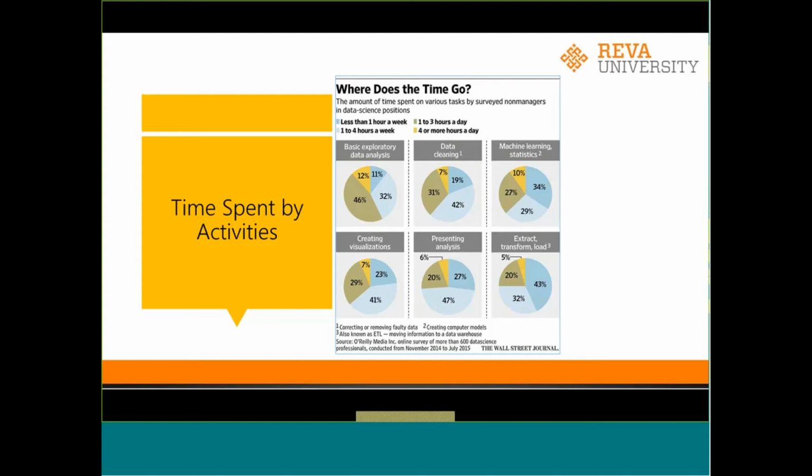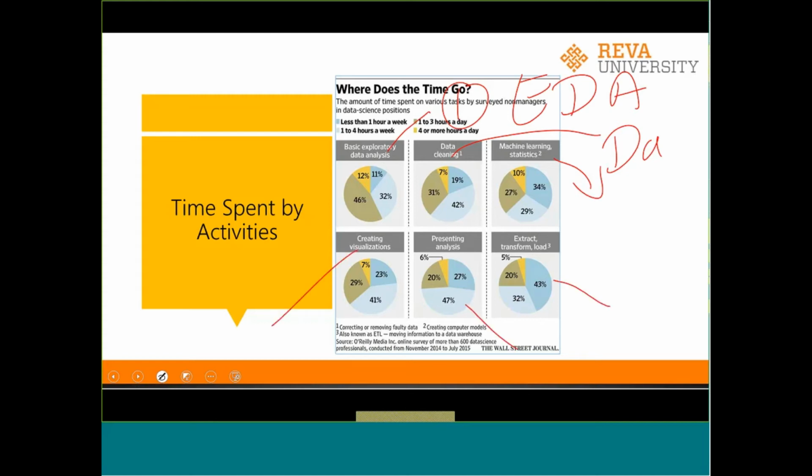So broadly speaking, these are broken into 6 categories. One is your EDA, which is the exploratory data analysis. The second one is data prep. Then your machine learning statistics, your visualization, your presentation, and your ETL: extraction, transformation, and loading, right? So I'll give you guys a minute and see what you make out of this.